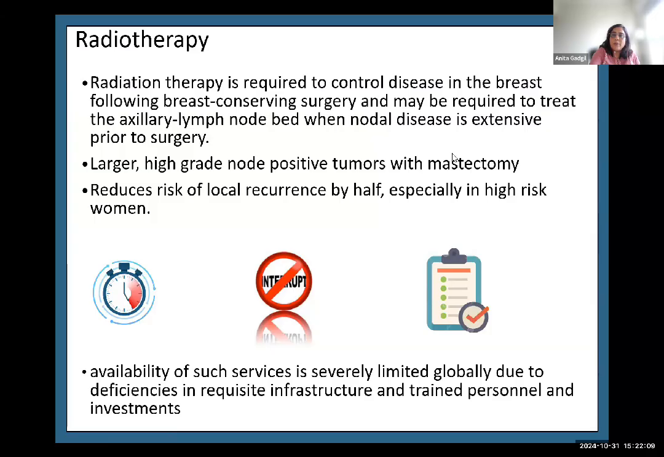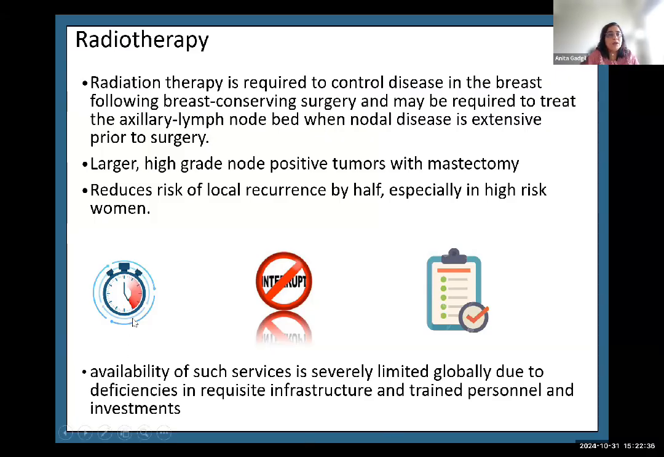But there is a problem. Radiotherapy is not easily available in each country because the costs of establishing radiotherapy are immensely high. Maintaining the equipment is even more costly. Getting the radioisotope is very difficult. So these services are very severely limited globally due to deficiencies in required infrastructure and trained personnel.